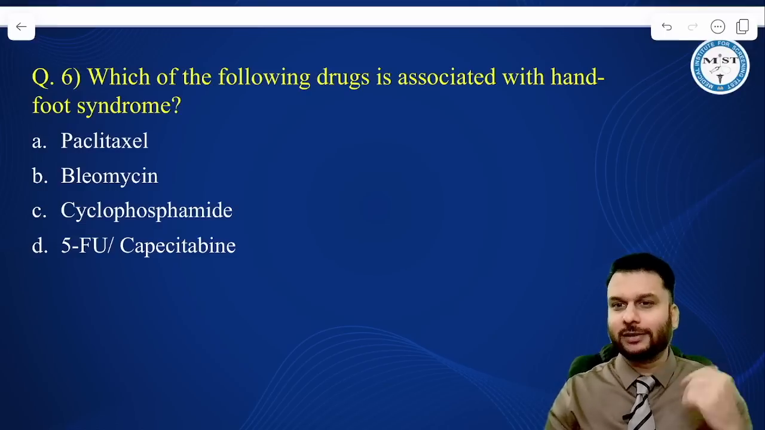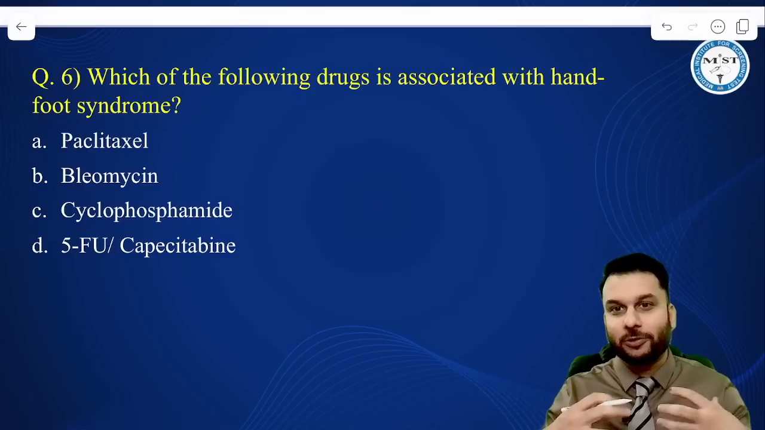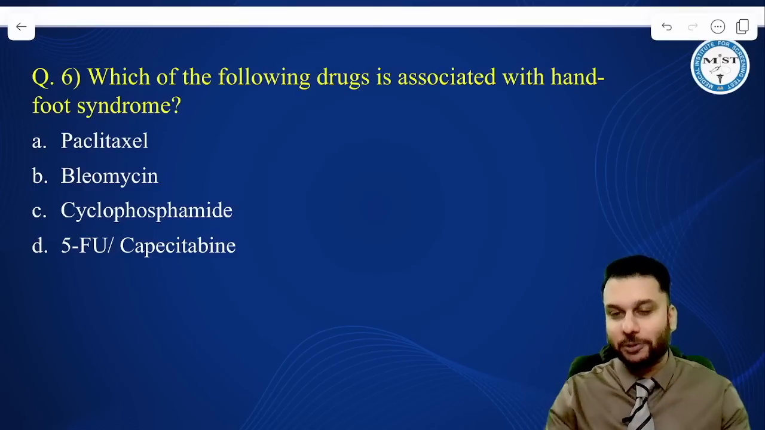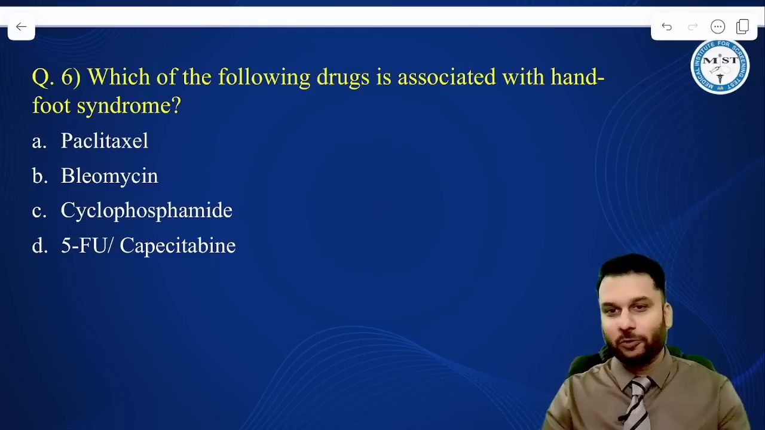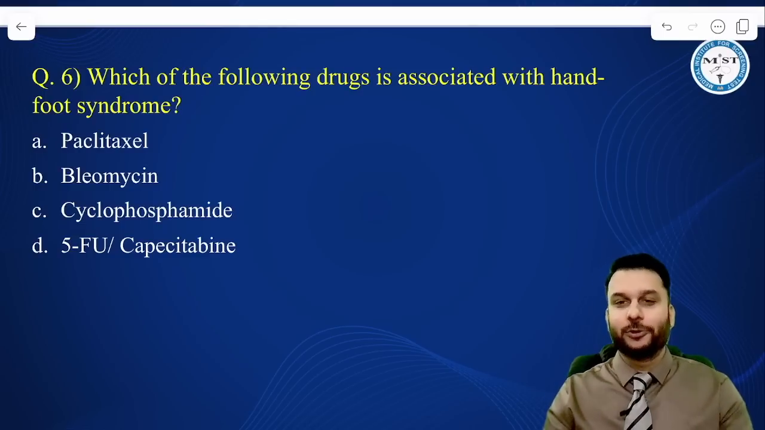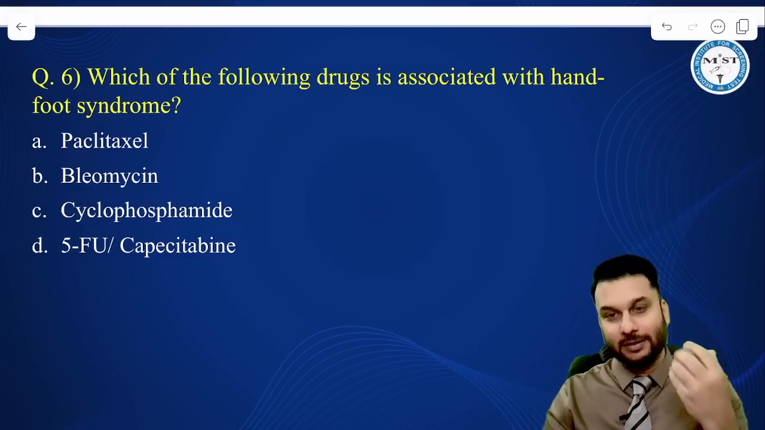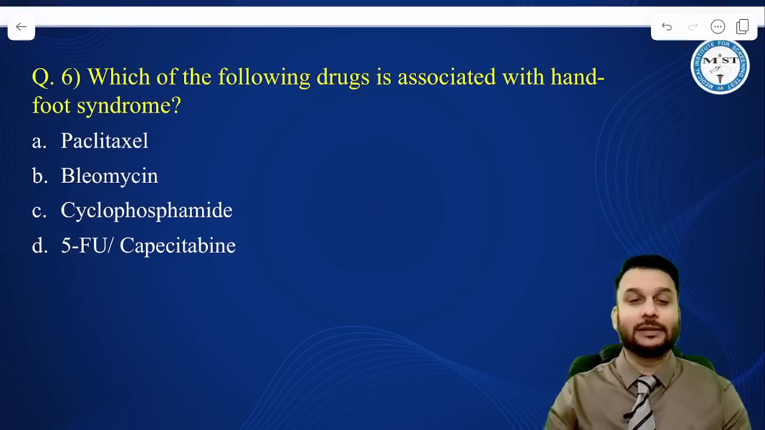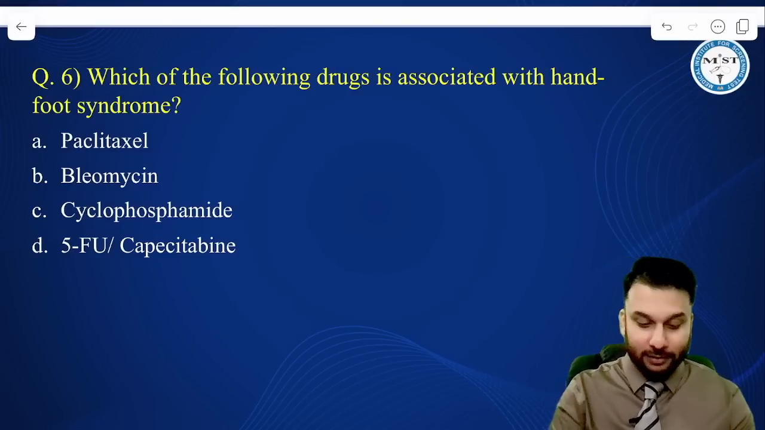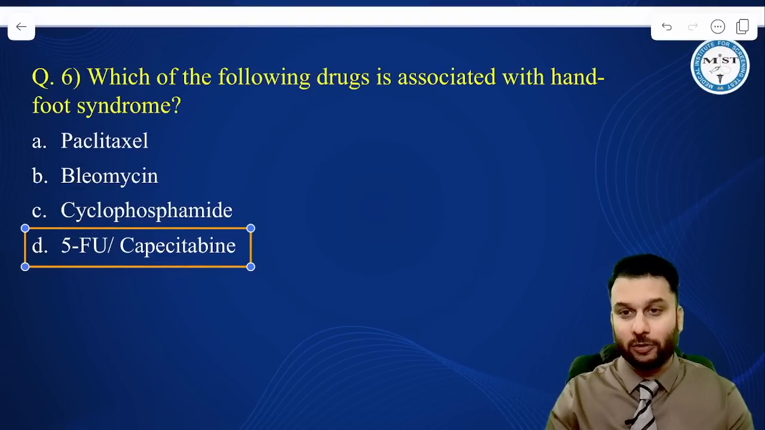In fact, in my classes, when we discussed this side effect, I used to ask you, hand-foot-mouth disease is caused by which virus? Obviously, most of the people who attended the classes might not have made a mistake there. So this is a side effect which involves the skin in these areas. It's a side effect that involves the hands and the feet. And this is basically the side effect of the drug called 5-fluorouracil or capecitabine, right? It is the prodrug of 5-FU.